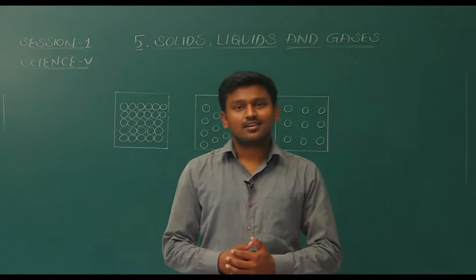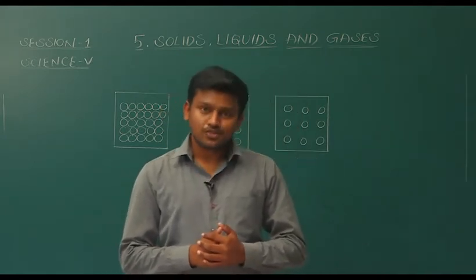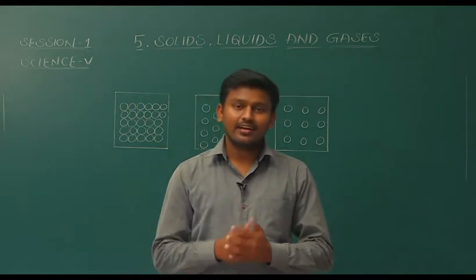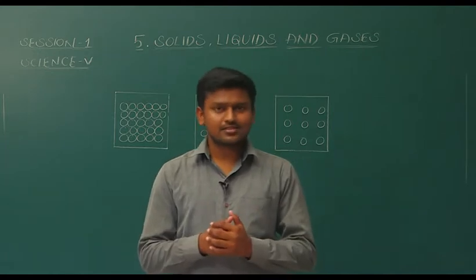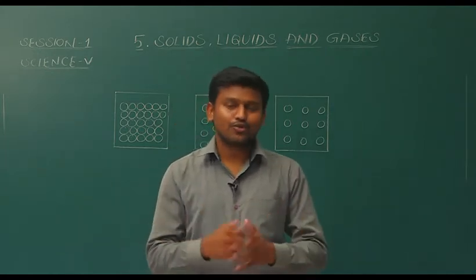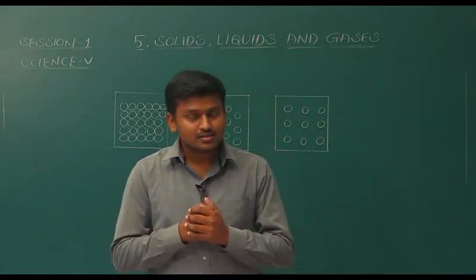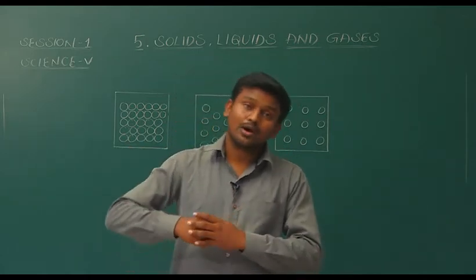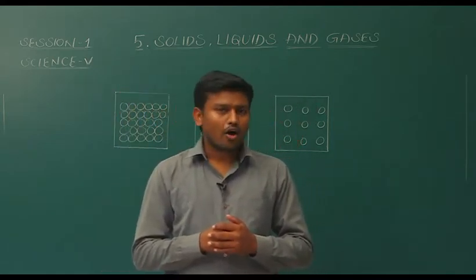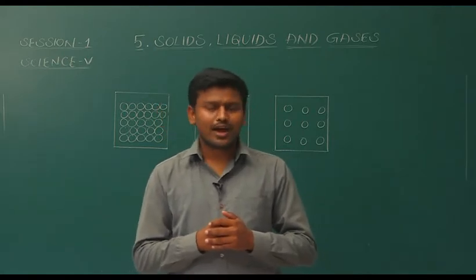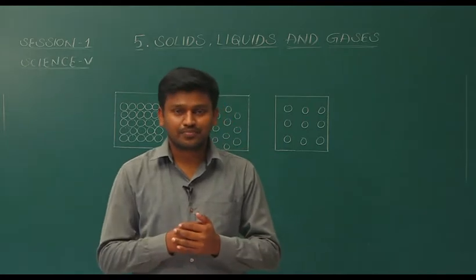In this class, we are going to learn a new lesson and the lesson name is solids, liquids and gases. If we observe in our surroundings, we can see so many different types of objects. Some are big and some are small, some are very small, some are very big. Do all these objects have the same shape? No, they do not have the same shape.